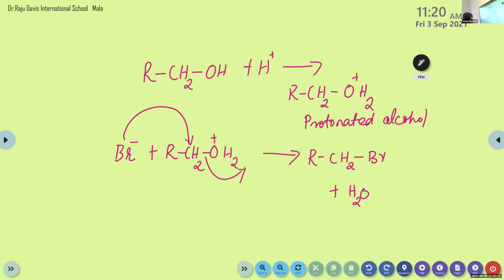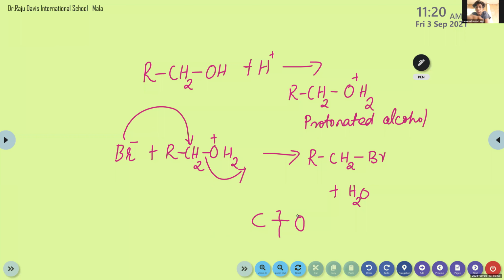Is this clear now? Yes, ma'am. All of you? So here you have to remember that CO bond cleavage occurs. The bond between carbon and oxygen will break. In the previous case, OH bond cleavage occurs. Based on this cleavage, the following reactions will take place. Clear, children? Any doubt? Anyone? Emmanuel, any doubt?